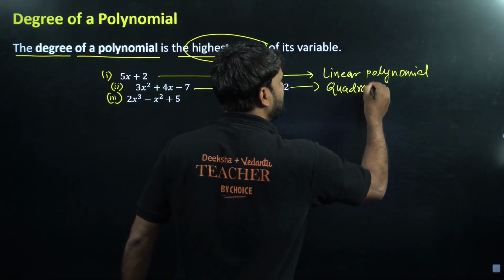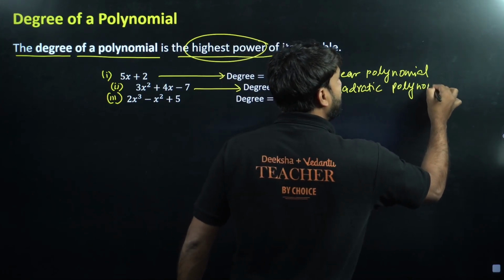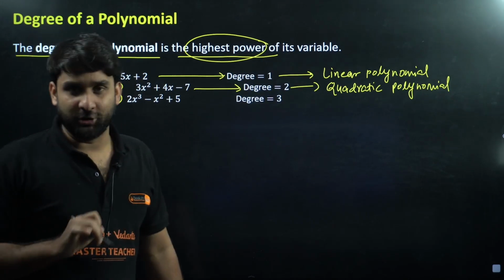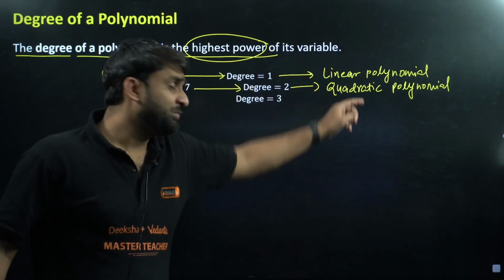If the degree is 2, such polynomials are called quadratic polynomials. So my dear champion, in any polynomial, degree decides the nature of the polynomial. If the power is 1, it will be a linear polynomial. If the degree is 2, a quadratic polynomial.